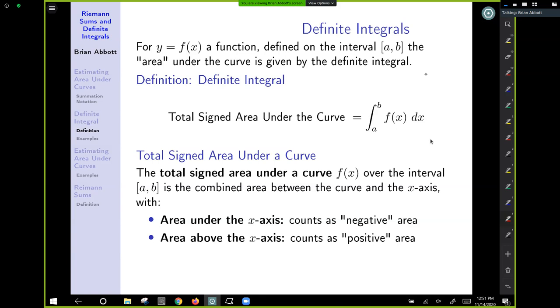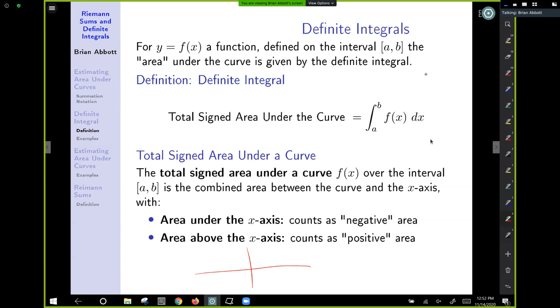So definition, a definite integral is the integral that has, let's call them limits of integration or bounds on the integral there, which reflect what interval, a to b, of inputs you're integrating the function f of x over. And if you evaluate that, then you get the total signed area under the curve, where the total signed area under the curve just means that under the axis you have negative area and over the axis you have positive area.